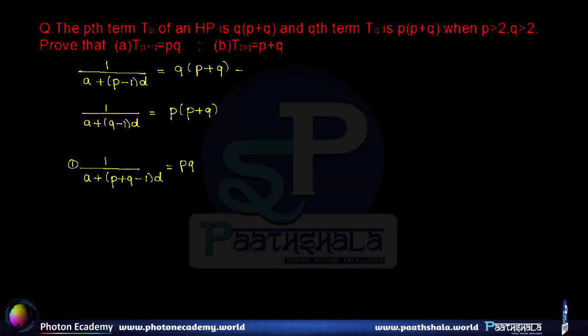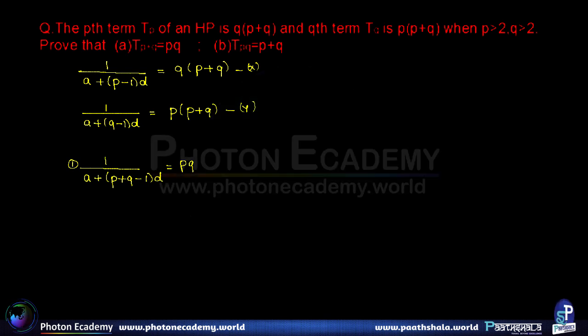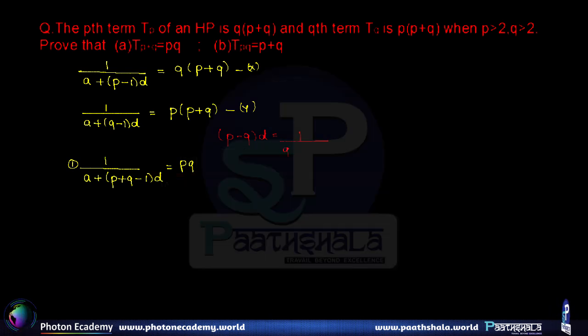Now, for the x and the y equations, let's take the reciprocal of them and subtract, so that we can eliminate A and we will get D. So this will become x minus y, so P minus Q into D is equal to 1 upon Q into P plus Q minus 1 upon P into P plus Q.